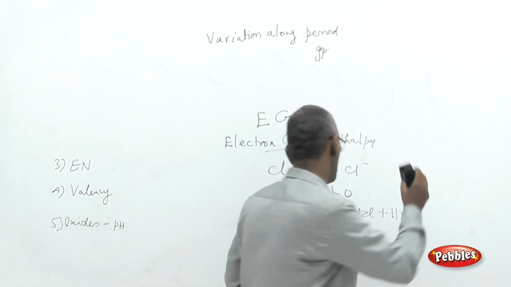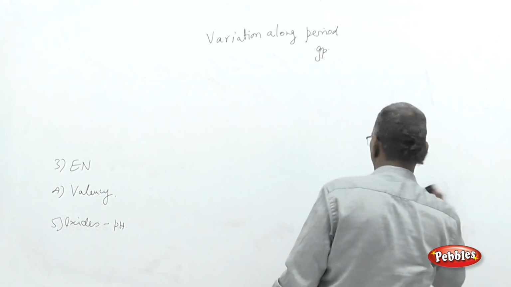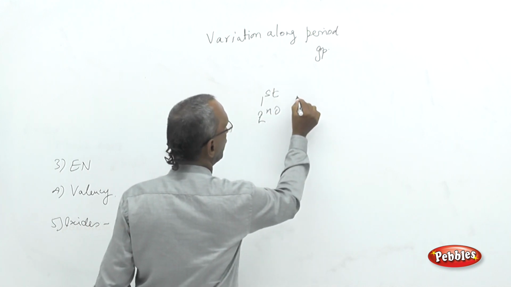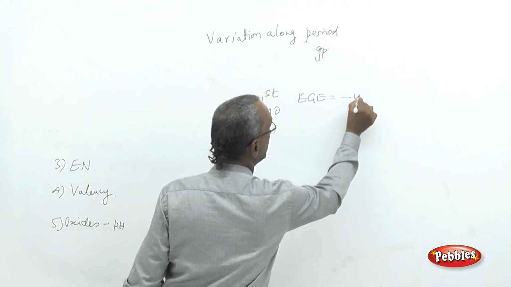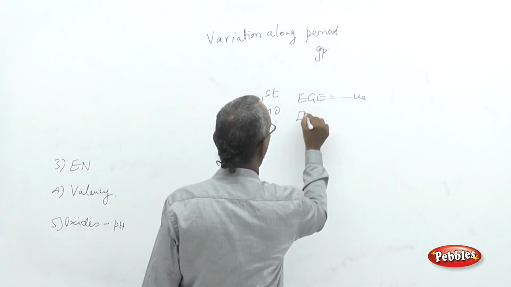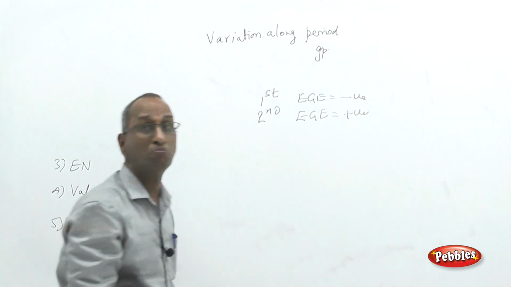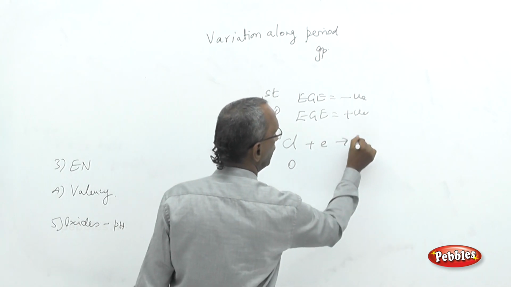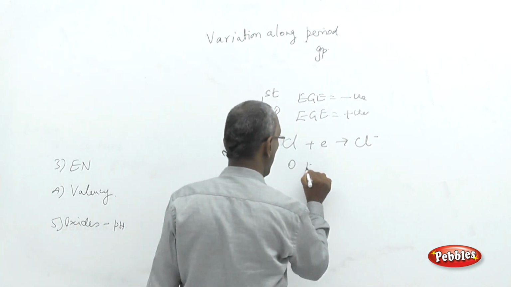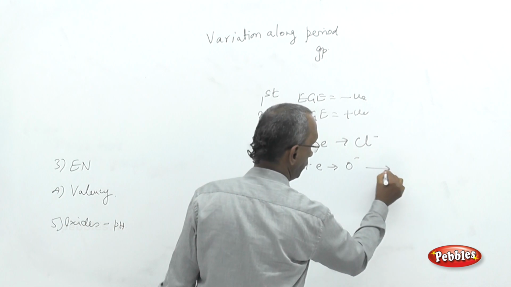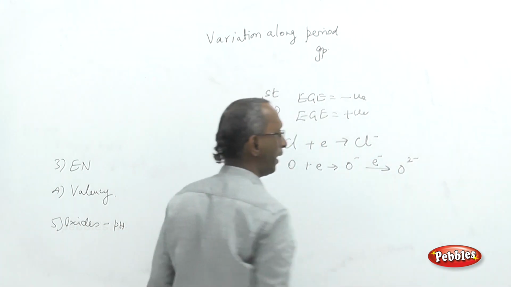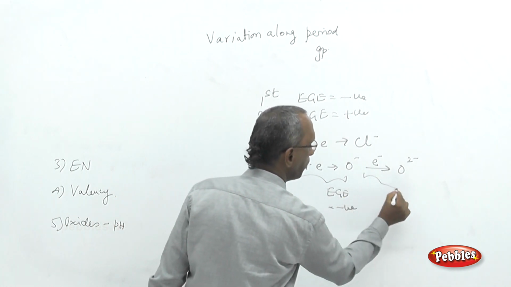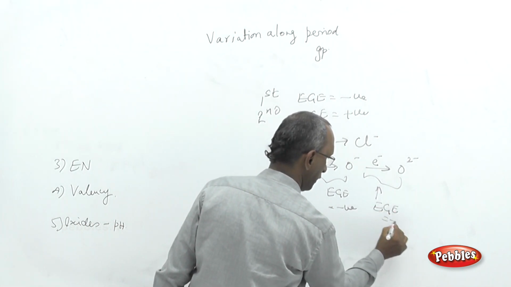Electron gain enthalpy also has two types: first electron gain enthalpy and second electron gain enthalpy. The first electron gain enthalpy value is negative, which means it releases energy. The second electron gain enthalpy value is positive, which means it requires energy. Let us illustrate lastly with the example of chlorine and oxygen. Chlorine, with the addition of one electron, forms chloride. Oxygen also adds one electron to form the oxide anion. There are two steps: the first process releases energy, so electron gain enthalpy is negative, but the second process consumes energy, so electron gain enthalpy is positive.